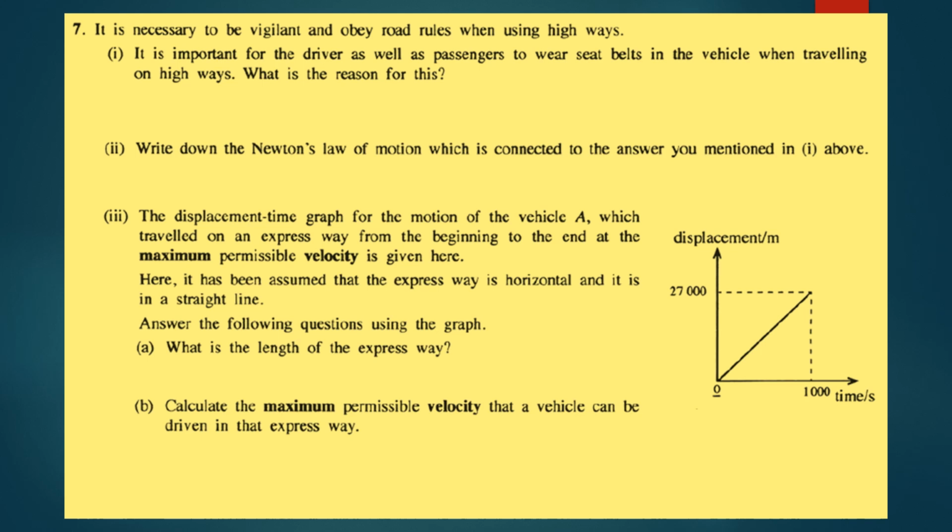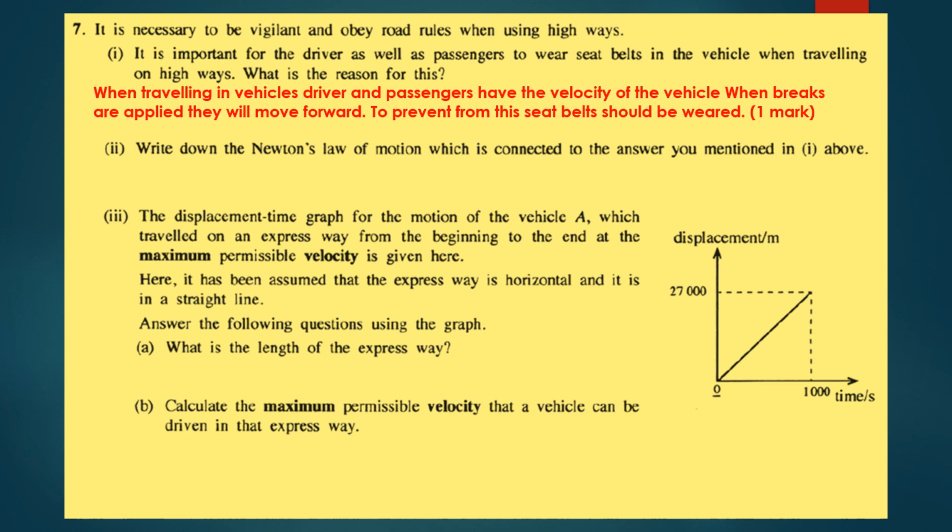Answer question number 7. It is necessary to be vigilant and obey road rules when using highways. Part 1. It is important for the driver as well as passengers to wear seat belts in the vehicle when traveling on highways. What is the reason for this? When traveling in vehicles, driver and passengers have the velocity of the vehicle. When brakes are applied, they will move forward. To prevent this, seat belts should be worn. You can earn 1 mark.